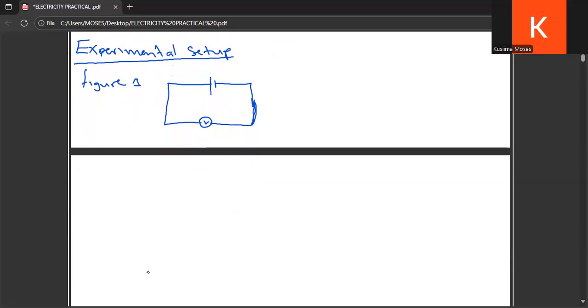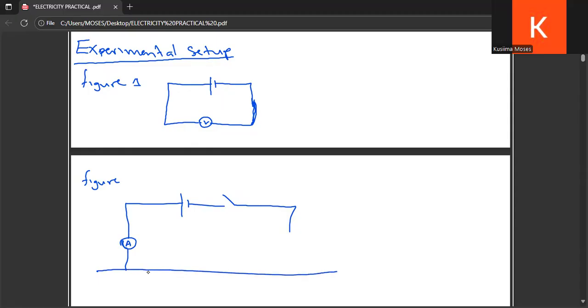Then in figure two, we shall come up with our final diagram. In figure two, we shall need our dry cell still. We shall need a switch. We shall need an ammeter. Then we shall need our wire here.